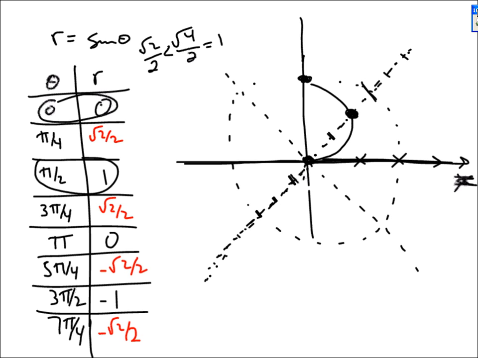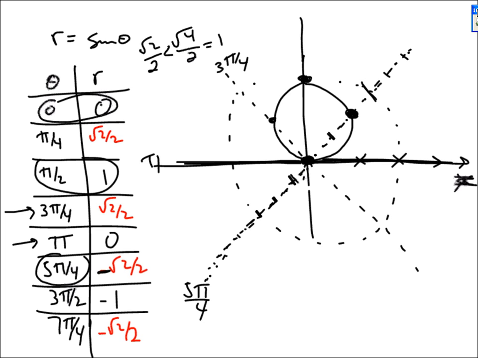So far, I've gone like that. And at 3 pi over 4, which is this line right here, I go out square root of 2 over 2. And then at pi, which is this line right here, I go back to 0. It brings me right there. And then this just repeats. At 5 pi over 4, which is right here, I go negative the square root of 2 over 2. That is, I end up right there, over here.